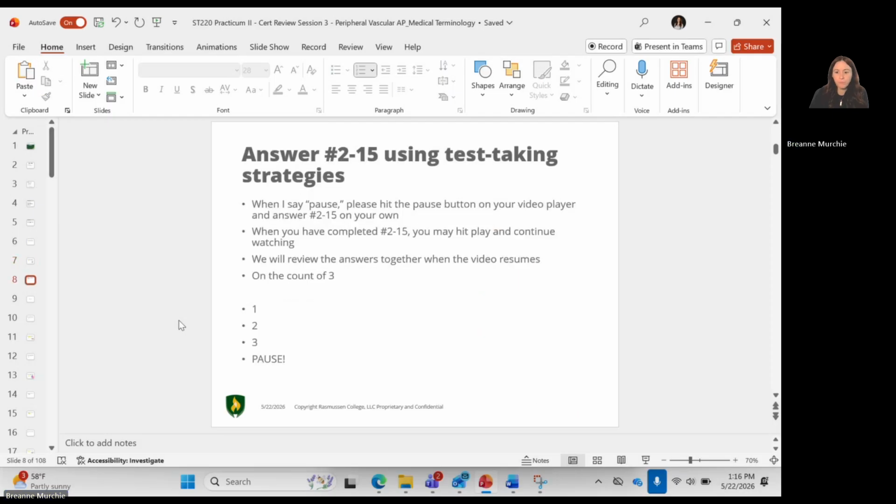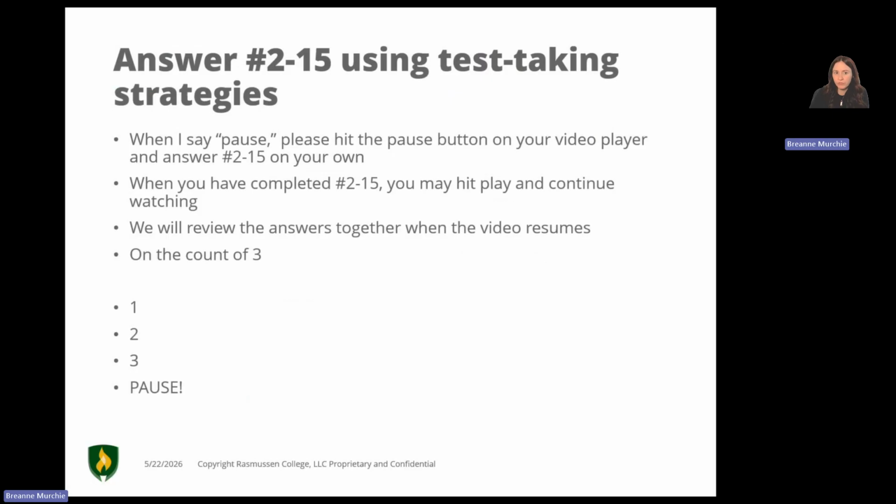Okay, I'm gonna go back into presenter mode. Now, on your own, you're gonna answer numbers 2 through 15 using your test taking strategies. When I say pause, you're going to hit the pause button, answer numbers 2 through 15 on your own, take as much time as you need. When you are finished, you can go ahead and press play on the video recording, and we'll go through the answers together as a group. Okay, on the count of three, 1, 2, 3, pause.